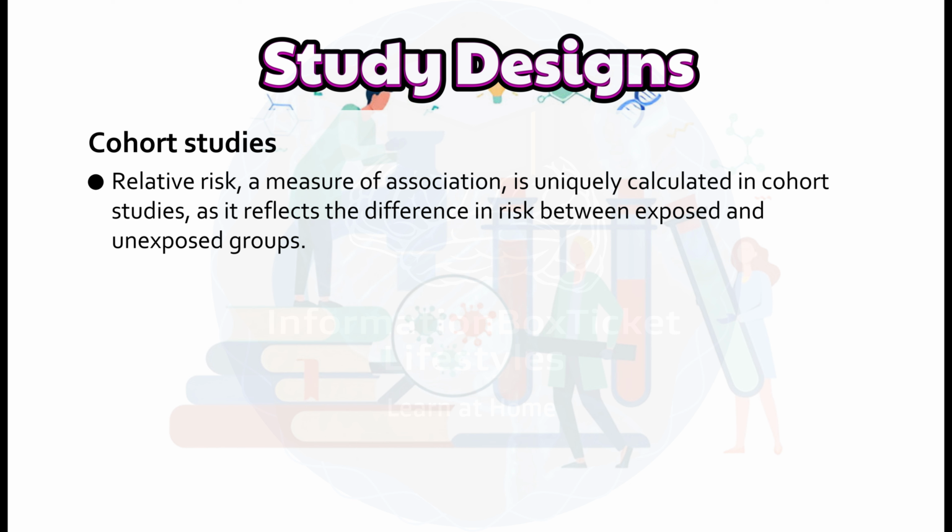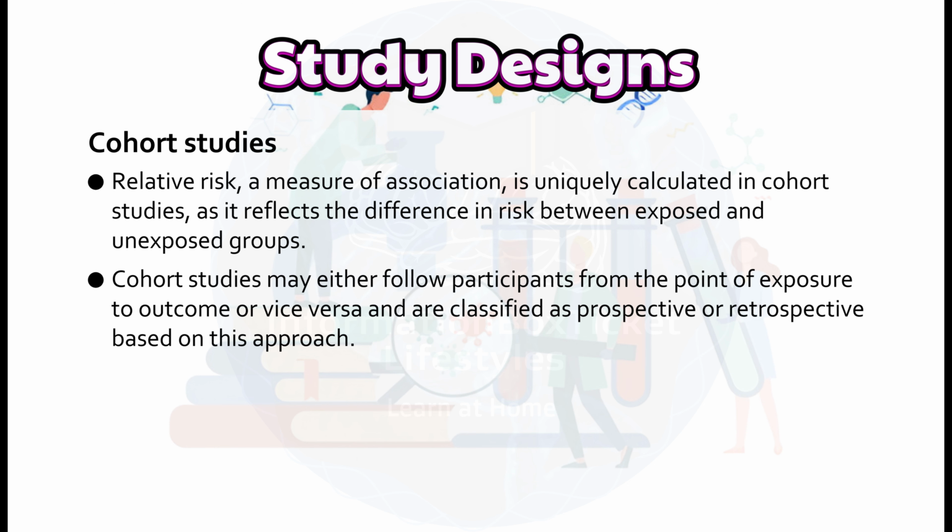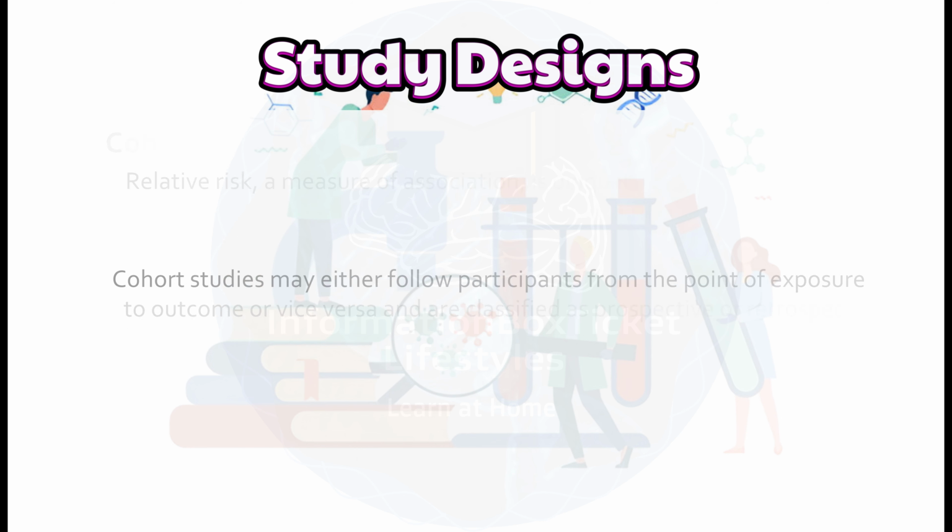Relative risk, a measure of association, is uniquely calculated in cohort studies as it reflects the difference in risk between exposed and unexposed groups. Cohort studies may either follow participants from the point of exposure to outcome or vice versa, and are classified as prospective or retrospective based on this approach.